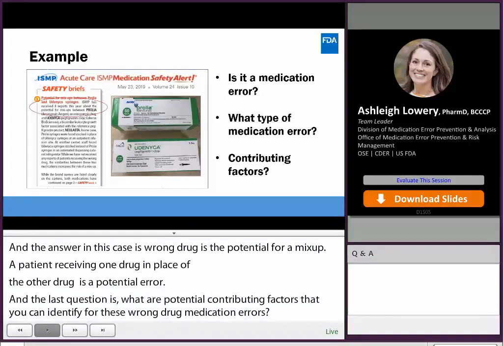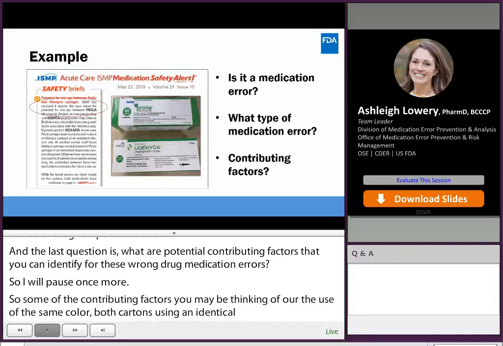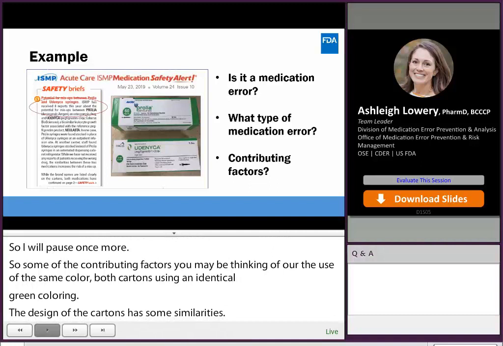So some of the contributing factors you may be thinking of are the use of the same color. Both cartons use a very similar or identical green coloring. The design of the cartons has some similarities, for example, the green circle surrounding the strength presentation. What may not be visible on the size of the image, but another potential contributing factor is the overlap in dose.